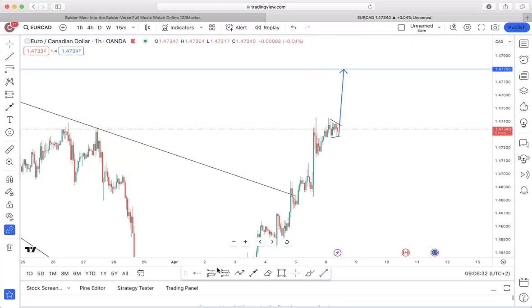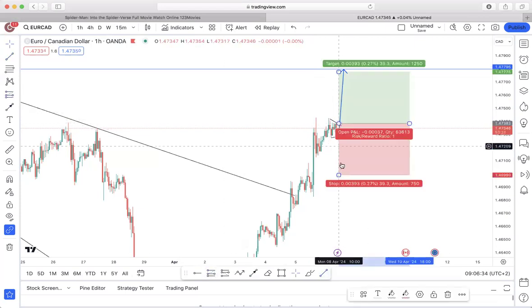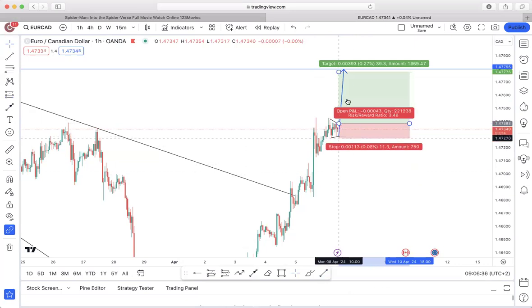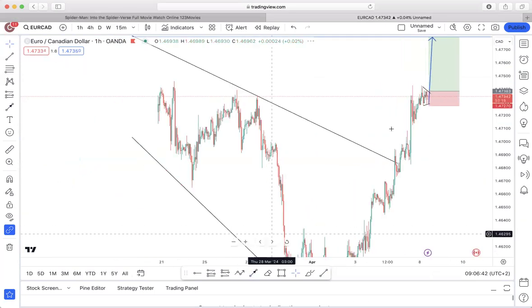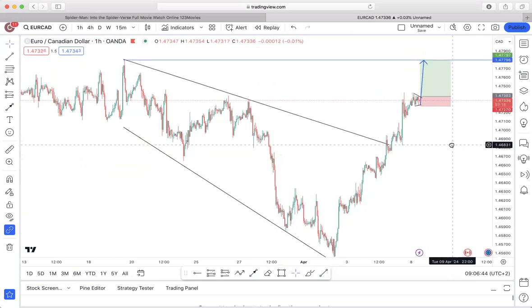So how are we looking to execute this one? Entry on the breakout, stop loss below the structure, and our take profit all the way to the upside. So this is how we are looking at executing the Euro over the Australian Dollar.